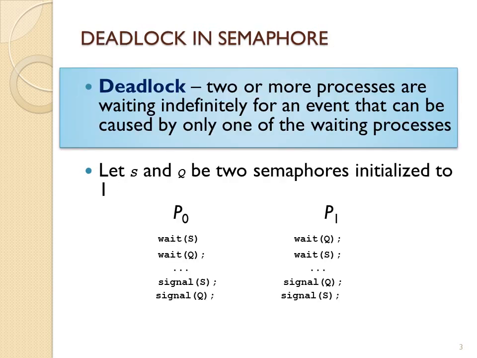So, a deadlock in a semaphore. Sometimes in a semaphore, if you take a look at this, process P0 is waiting, so it is going to change the value of S to 0. But then P1 is going to change the value of Q to 0. And then P0 is going to be stuck waiting on Q, and P1 is going to be stuck waiting on S. So they're both waiting on each other, and they will not be able to signal because they're waiting on each other.